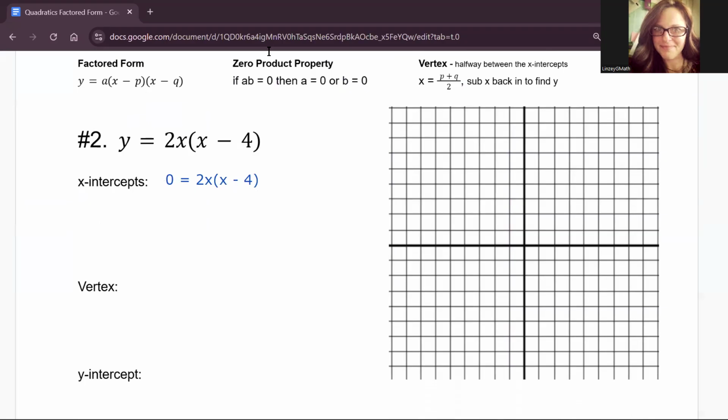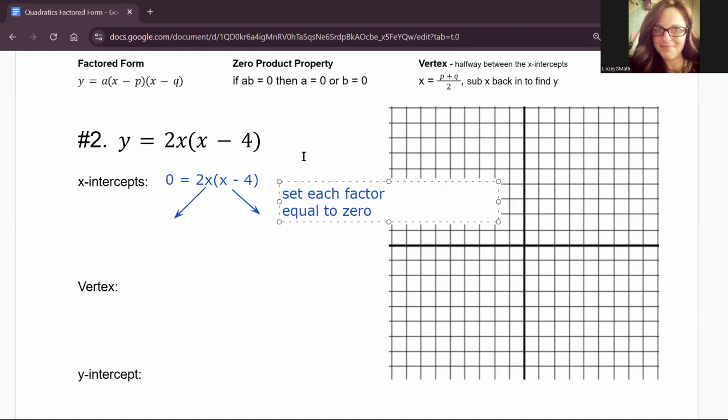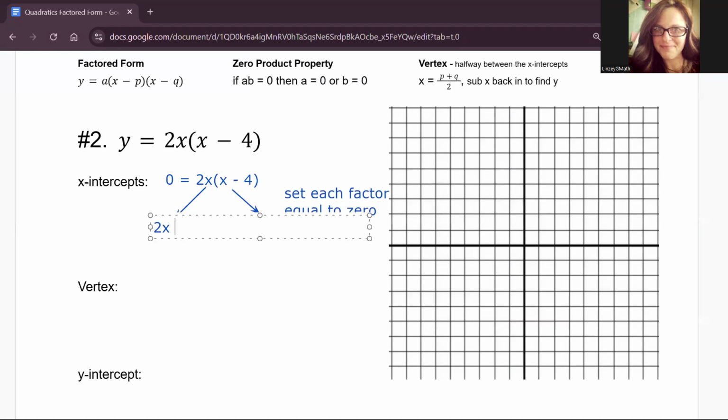We'll set each factor equal to 0. We get 2 times x is equal to 0, and x minus 4 is equal to 0.